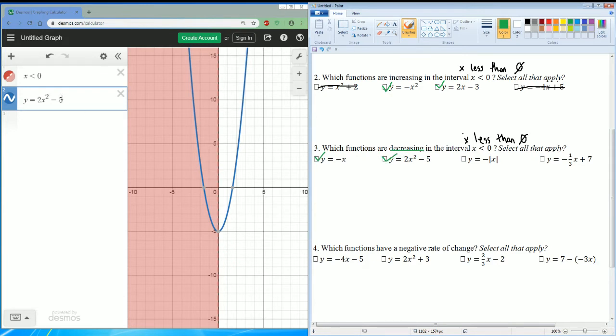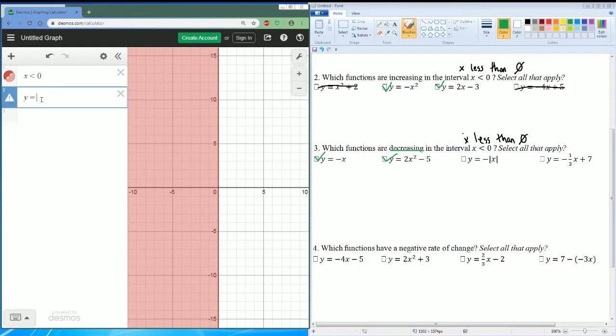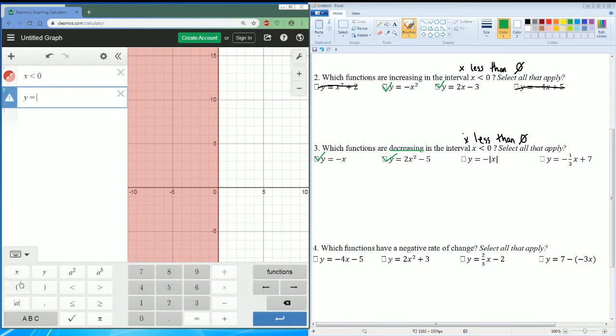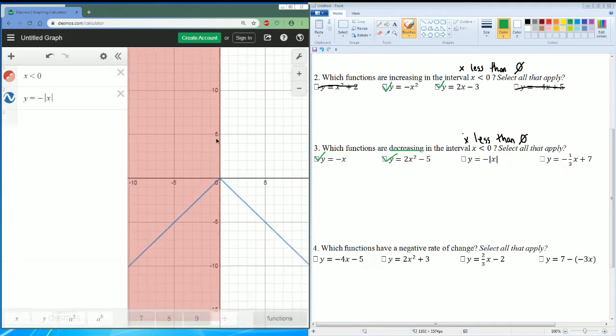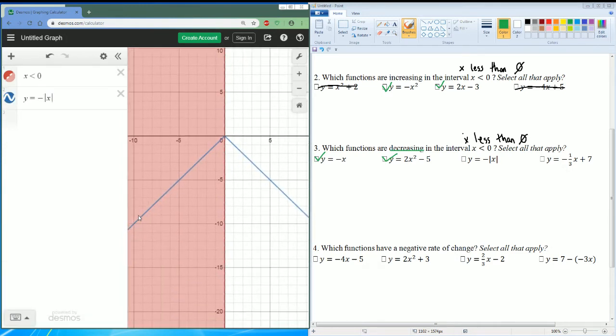Oh no, let's see if I know how to enter the absolute value. Hold on. You could hit this absolute value. Do you see? It's right here. Absolute value of, oh, nope, the negative has to be in front. Negative absolute value of x. Is that decreasing? You look at it from left to right. Nope. Looks like it's increasing. So this one doesn't work. You see how it's going up? Next one.